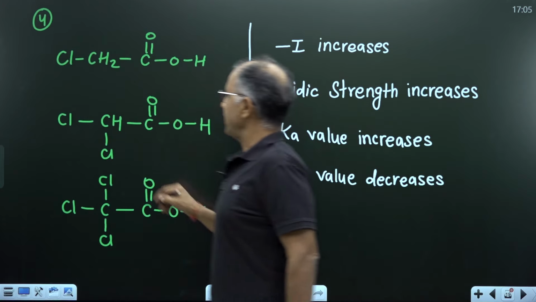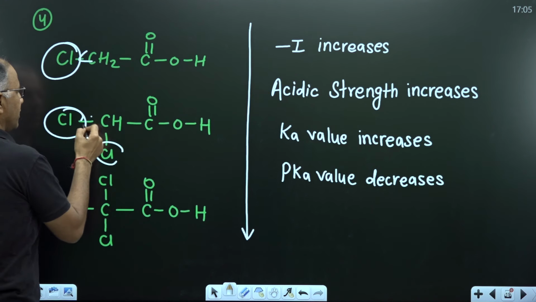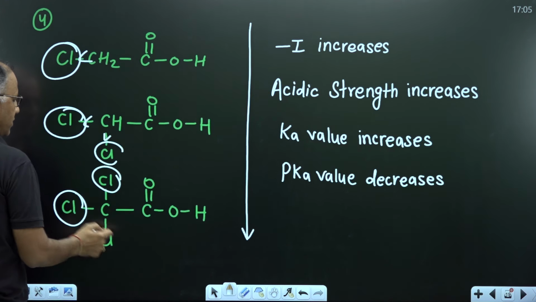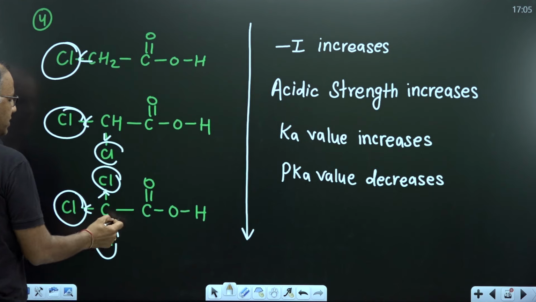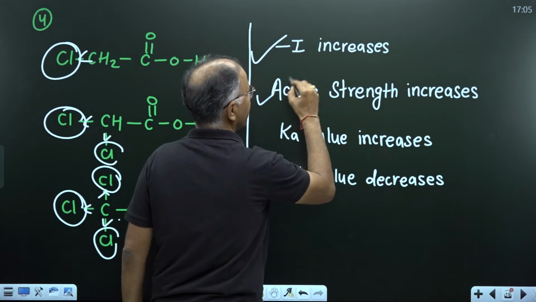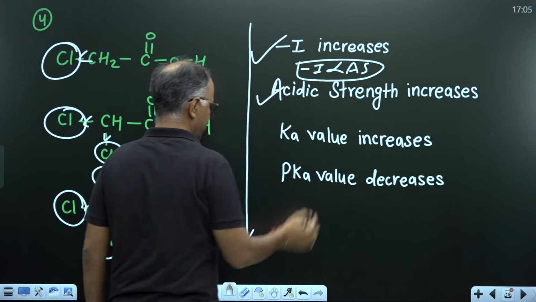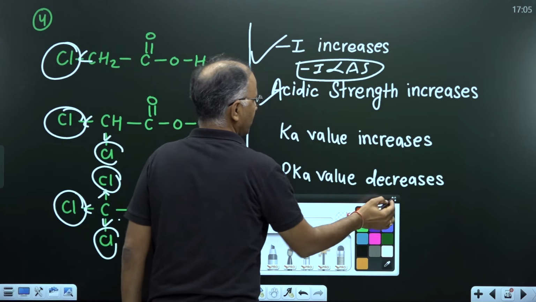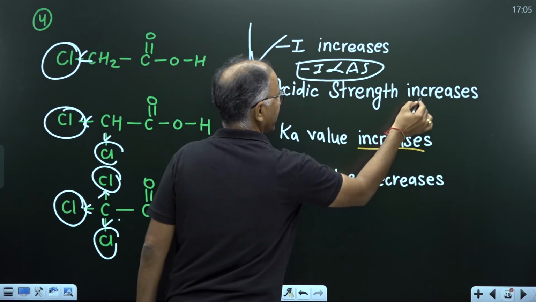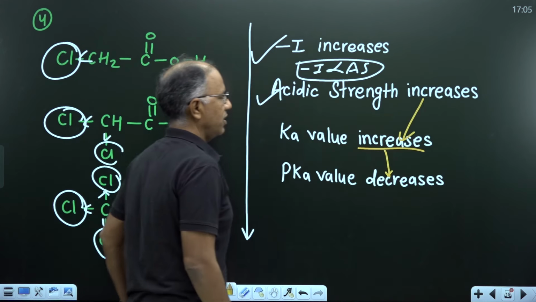In this case, minus I increases because chlorine is more electronegative. There is 1 minus I, 2 minus I, and there is 3 minus I. Means minus I increases, acidic strength increases because minus I is directly proportional to acidic strength. K value will increase, directly proportional, and pK will decrease, inversely proportional.